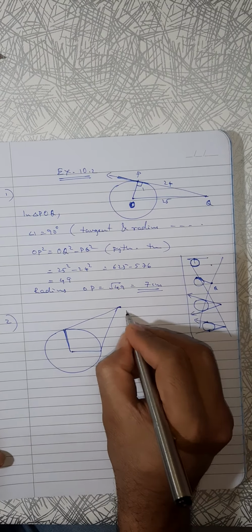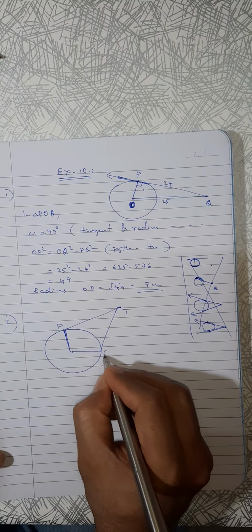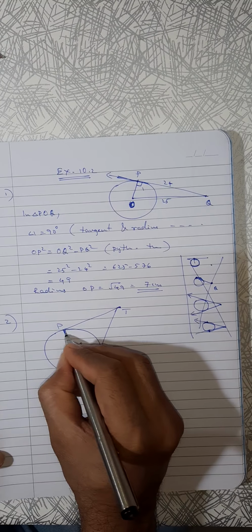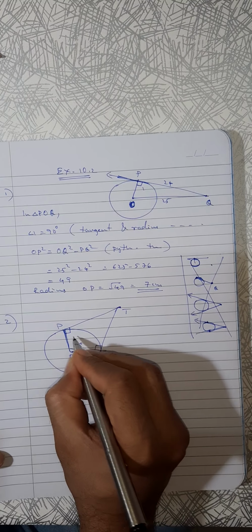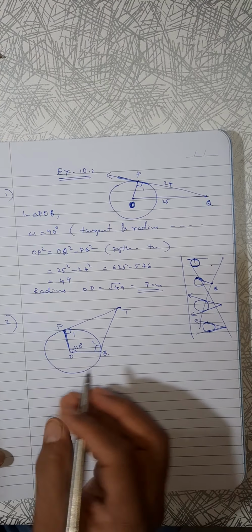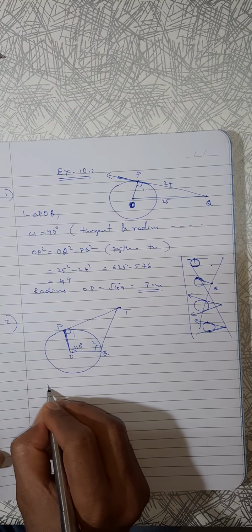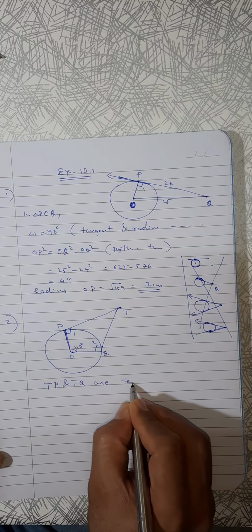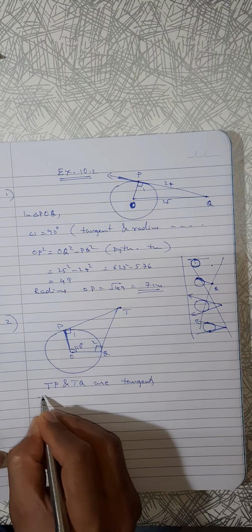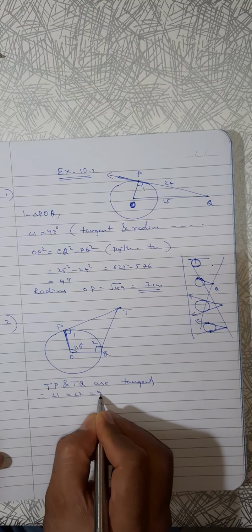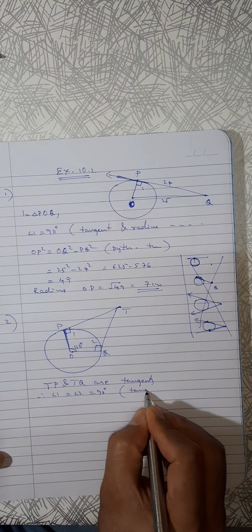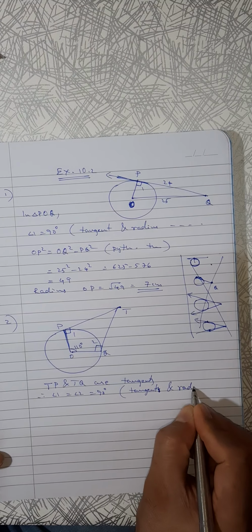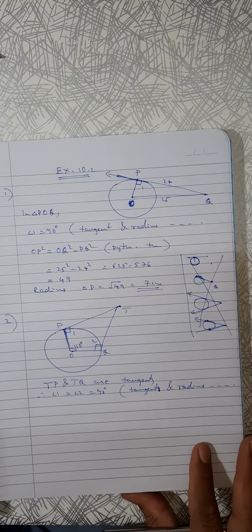This is a figure given. TP one tangent, TQ another tangent, and this is 110. So here 90, there is no confusion, no need of any confusion. Angle 1 and angle 2 are 90 degree. TP and TQ are tangents. Therefore angle 1 equal to angle 2 equal to 90 degree. Reason: tangent and radius at the point of contact are perpendicular.